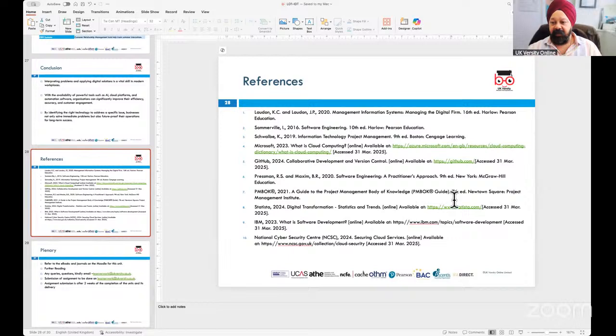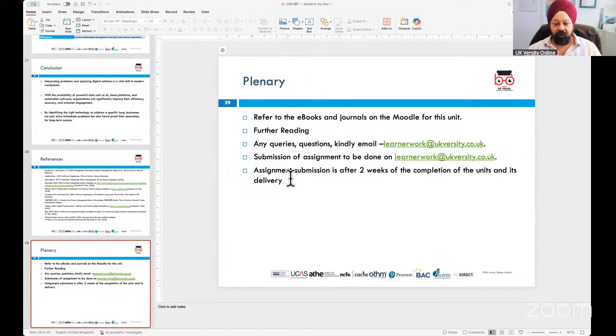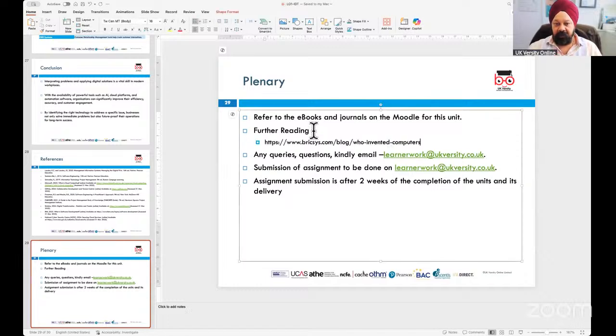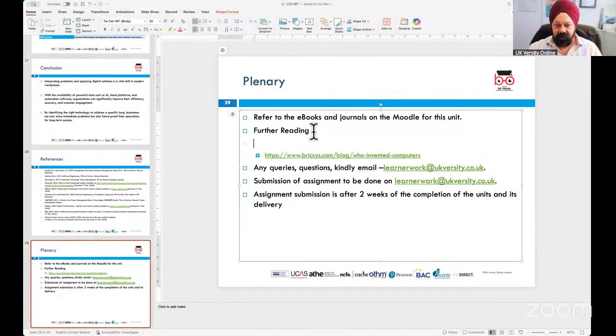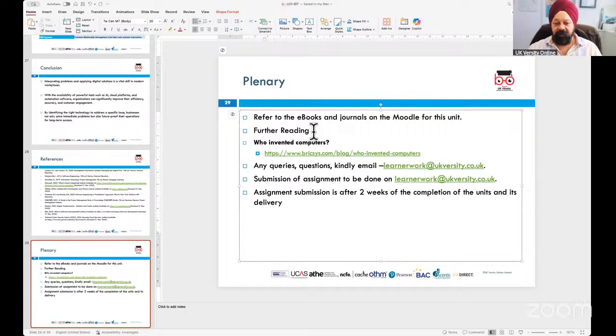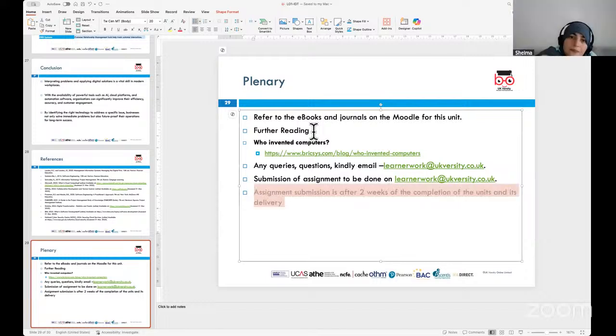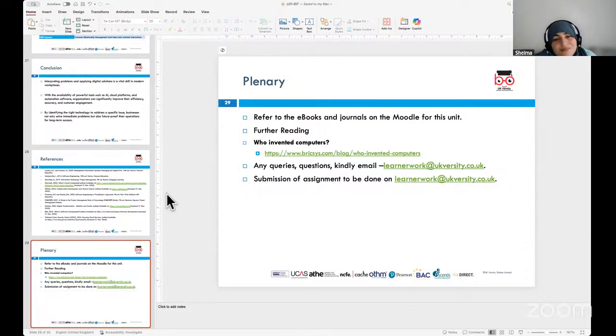Now, towards the end, I have given you a few articles to read. I want you to do a bit of reading to cover this part of the learning outcome. Who Invented Computers is one of the articles that you need to go ahead and read on this particular website, because this will allow you to get a bit of background on the invention and evolution of computers. Okay. Good stuff.